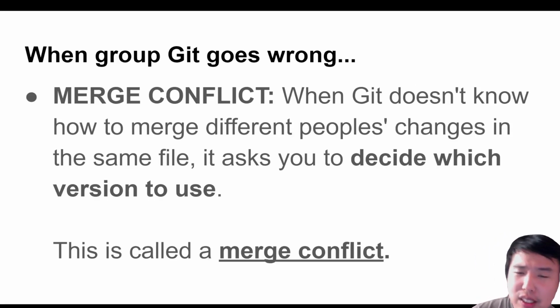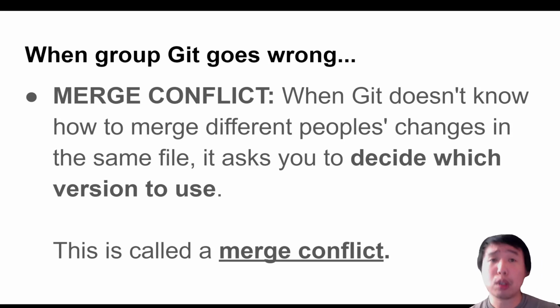And when all this stuff goes wrong, this is what's called a merge conflict in Git. A merge conflict is when Git literally does not know which version of a file to use. It can't merge these different people's changes. So it needs to ask you which version to use.